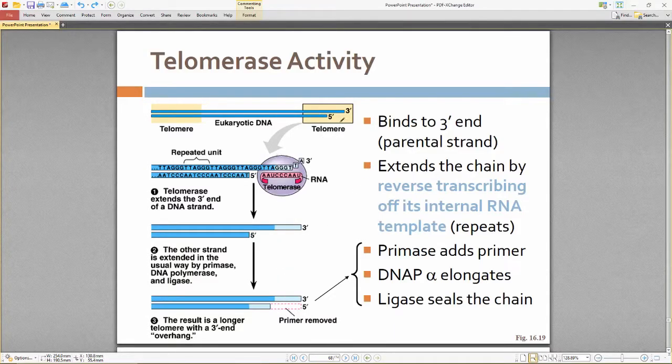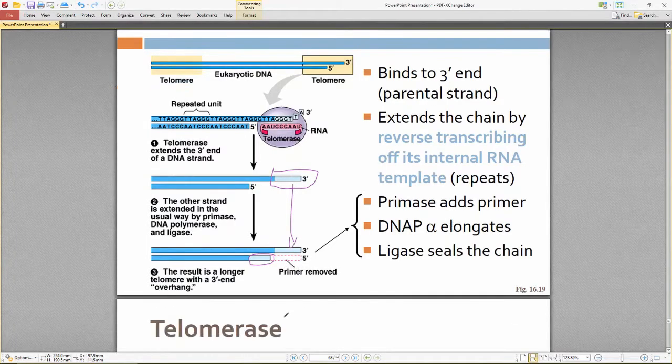So if you look over here, the dark blue is the existing DNA. Telomerase comes, adds light blue. Pink is its RNA strand that's native to itself. So this extended light blue is coming from telomerase, but this light blue section is not coming from telomerase. It's coming from all the machinery that we already know about. And all the machinery that we already know about can work here because of telomerase's job extending this 3' side.